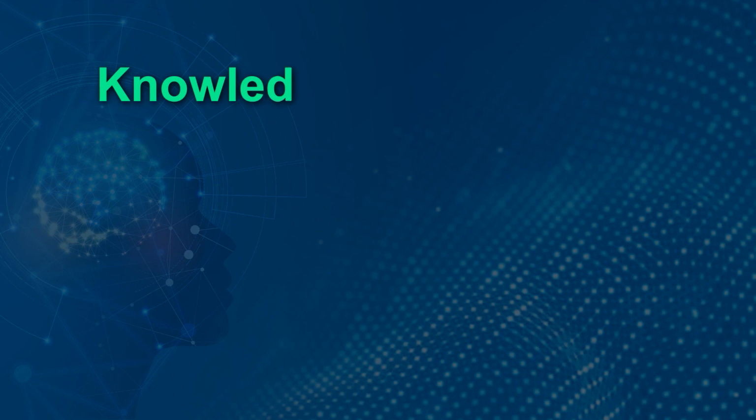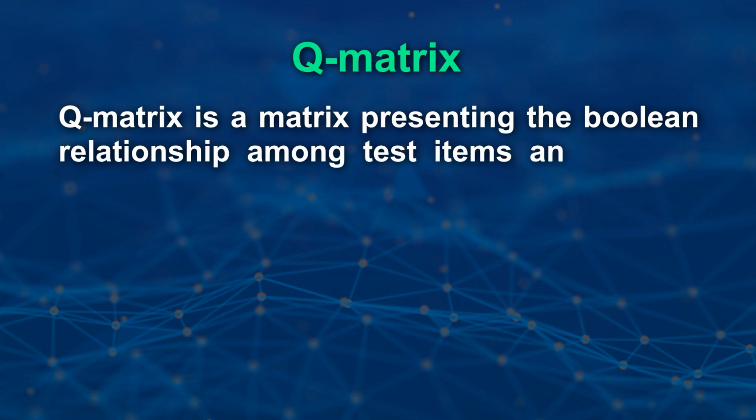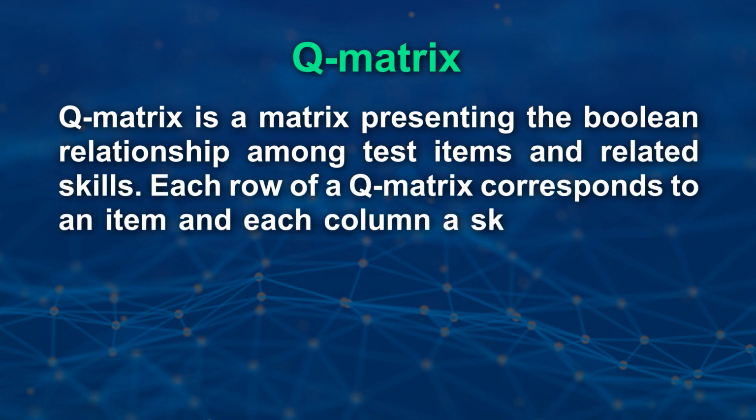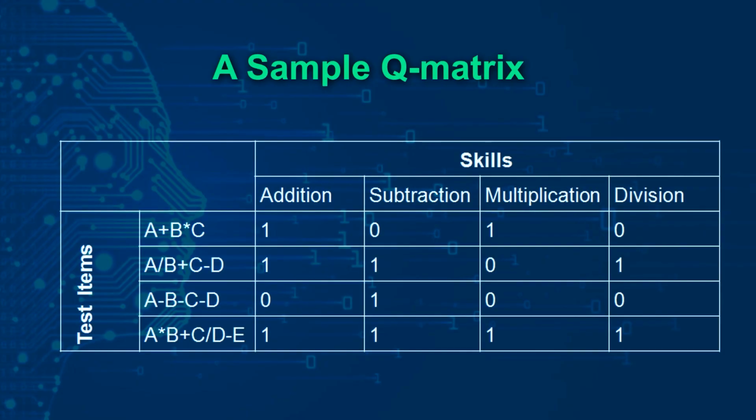Now we come to knowledge inference. There are two important knowledge inference techniques, namely the Q matrix and learning factor analysis. Q matrix is a matrix presenting the Boolean relationship among test items and related skills. Each row of a Q matrix corresponds to an item and each column a skill. The ijth cell of the Q matrix contains 1 if item i requires skill j, otherwise it contains 0.